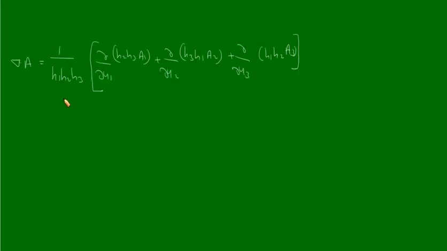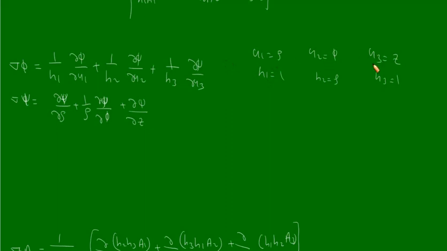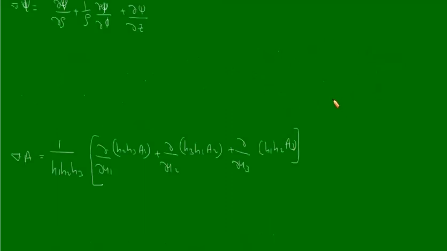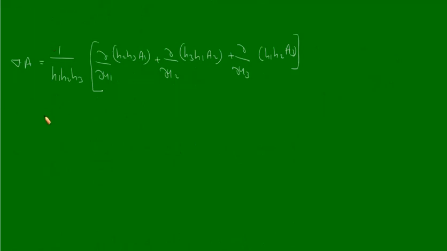In the cylindrical coordinate system, or in the general curvilinear coordinate system, the divergence is given by del dot A is equal to 1 by H1 H2 H3, dou by dou U1 of H2 H3 A1, plus dou by dou U2 of H3 H1 A2, plus dou by dou U3 of H1 H2 A3. Now we have the values of u1, u2, u3 and h1, h2, h3 as shown here. If you substitute those values, then del dot A will be equal to 1 by rho, 1 into rho into 1 by rho into dou by dou u1, that is dou by dou rho of h2, which is rho.